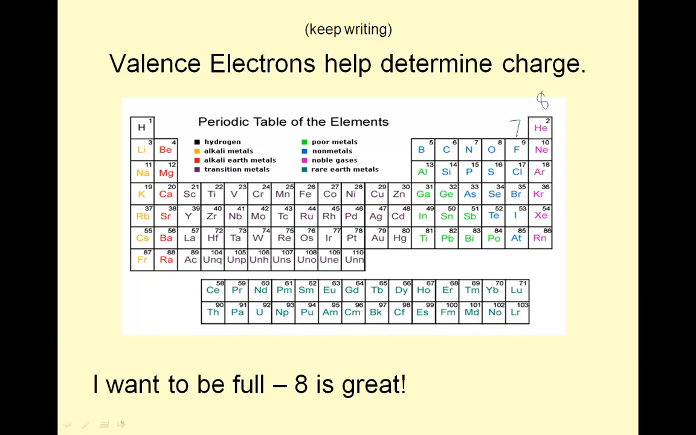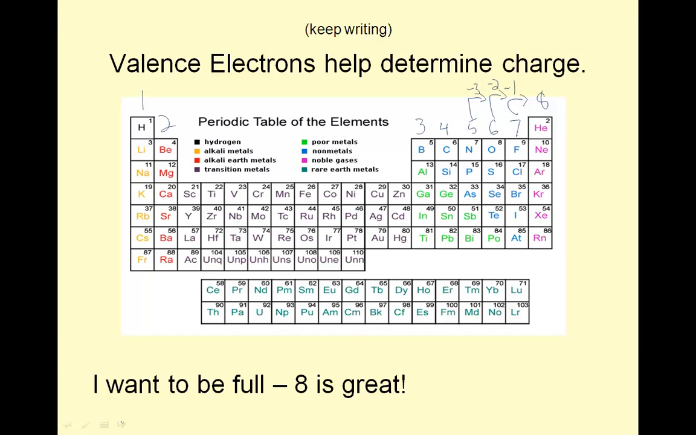If I have 7 valence electrons, to get to 8, I need to gain a negative electron. That's why it's -1. If I have 6 and I want to get to 8, I need to gain 2 electrons. Since electrons are negative, that makes it -2. If I have 5 and I want to get to 8, then I gain 3 electrons.